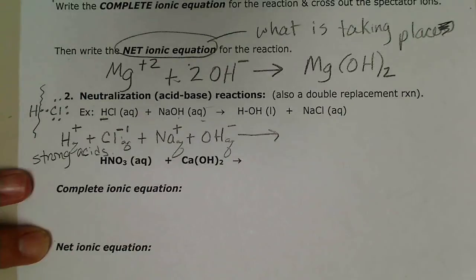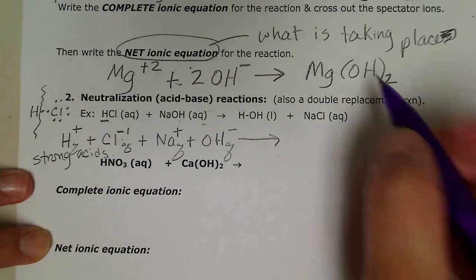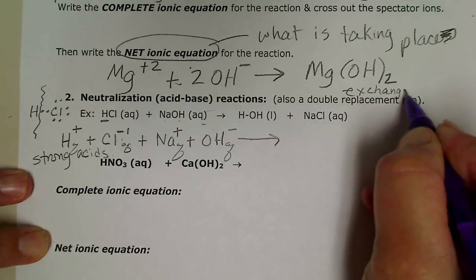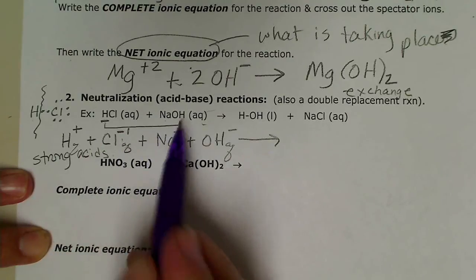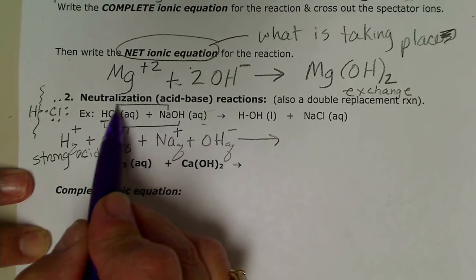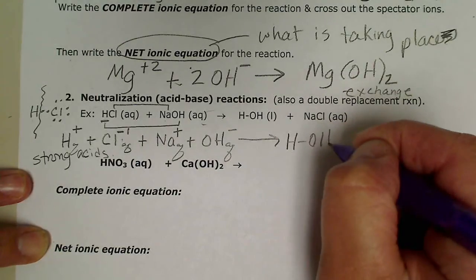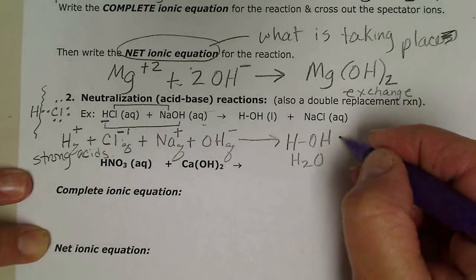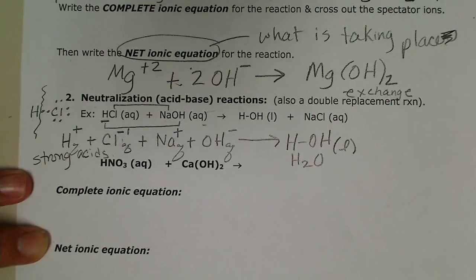This is also a type of double replacement reaction or exchange reaction, depending on what textbook you're using. So this H gets together with the OH and the Na gets together with the Cl. So we end up with HOH, which we typically just write as water. And that is not aqueous, that's the liquid.